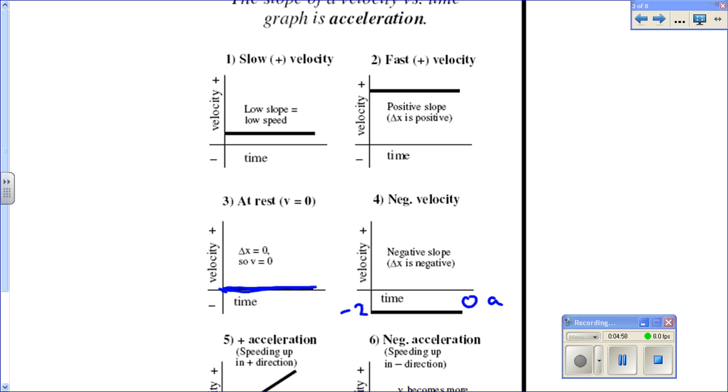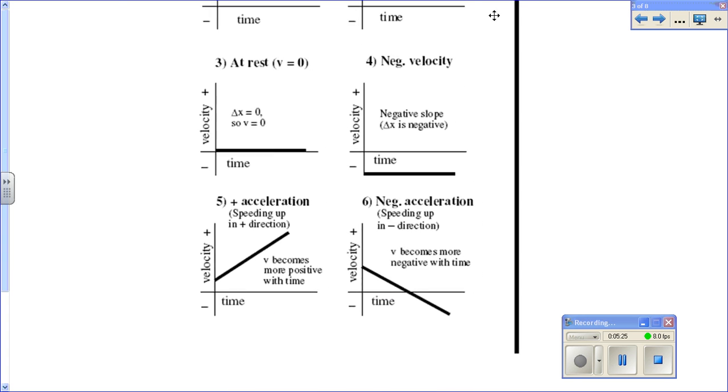0 acceleration. So all four of these first graphs have zero acceleration. They're all constant at one speed or at zero speed. So on the velocity versus time graph, they're all zero slope. Even though only one of them is at the actual zero velocity, they're all zero acceleration. Alrighty, so now let's go to number 5 and number 6.